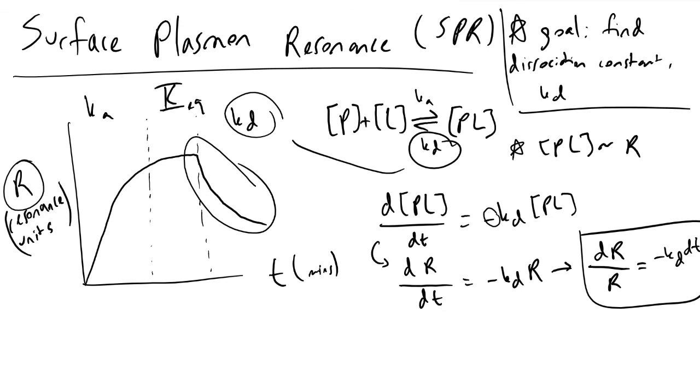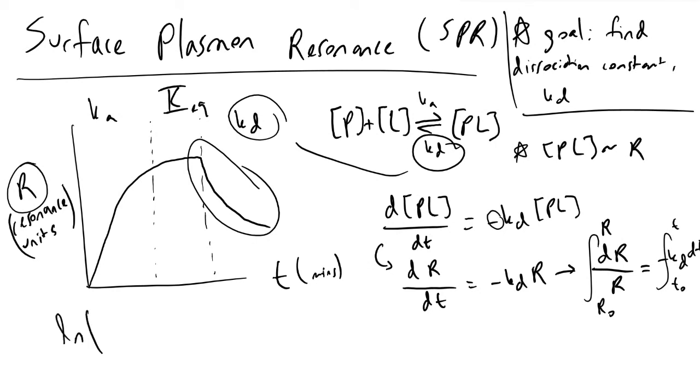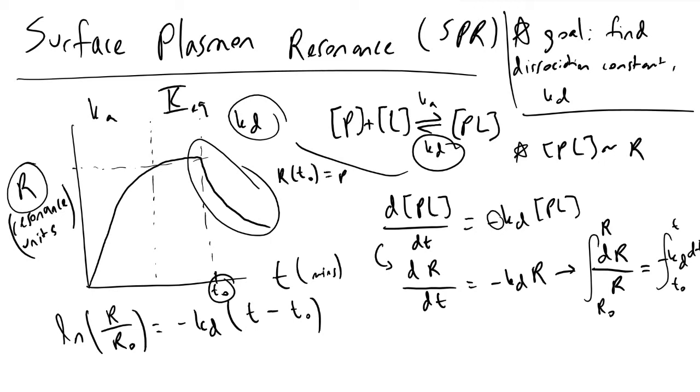And so if we now integrate both sides of our equation, we will integrate from R naught to R, from t naught to t. We'll recall that the integral of 1 over x is equal to the natural log of x. So what this equation turns into is natural log of R over R naught is equal to minus KD times the time t minus the initial time t naught. And so t naught would be right here on this plot, and R evaluated at t naught is equal to R naught.